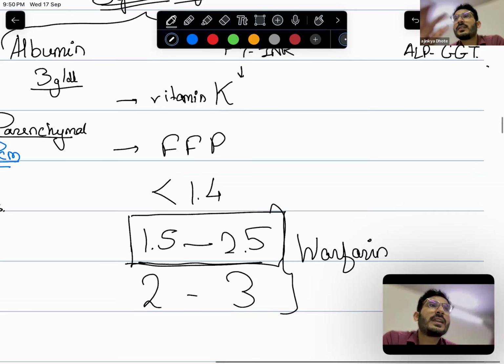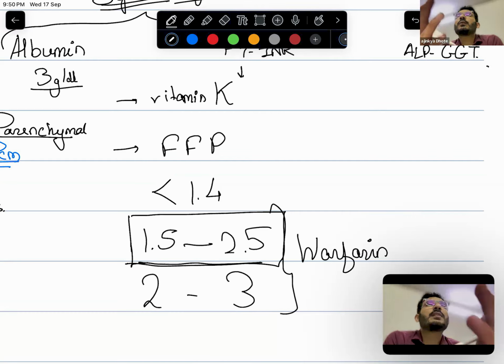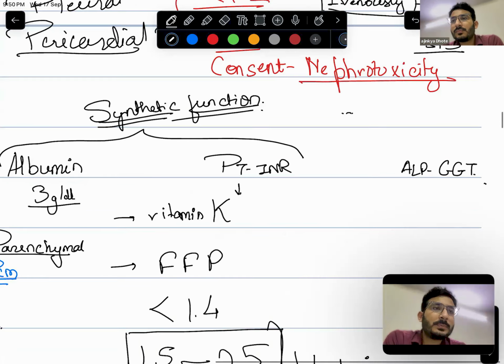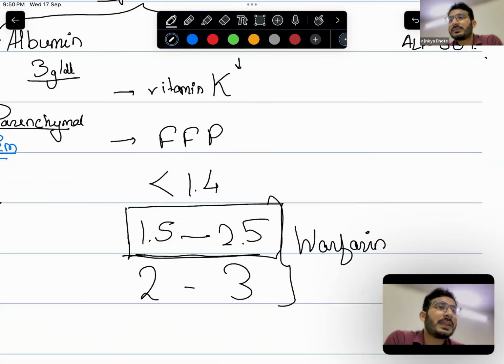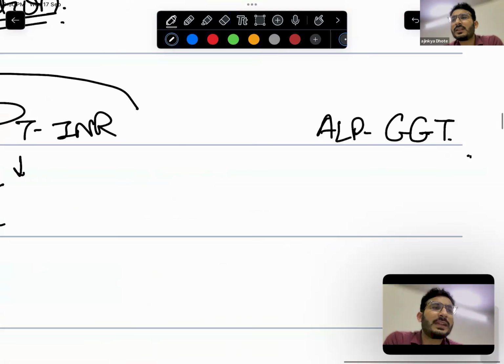Because that is what will treat the deep venous thrombosis or will help in maintaining the valve patency in a case of valve replacement. Again, warfarin. So warfarin antidote is vitamin K. I think that's pretty straightforward.